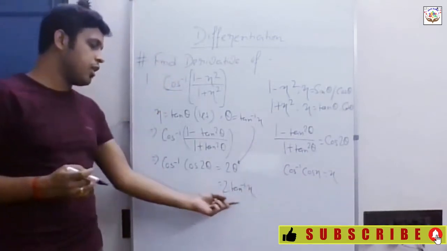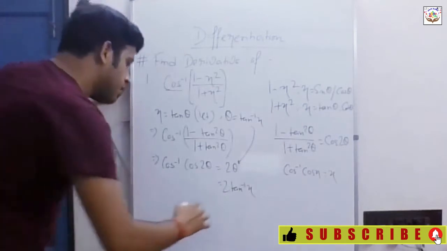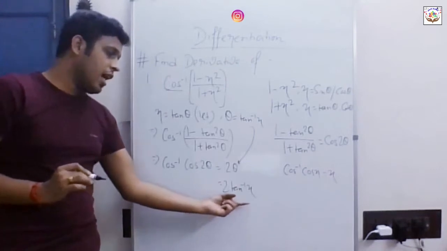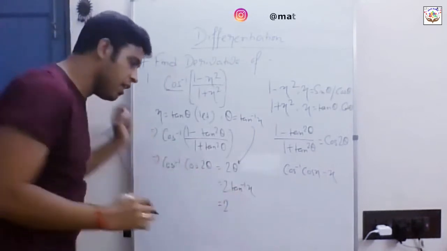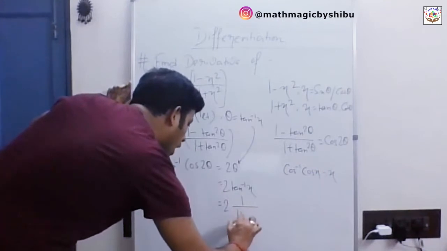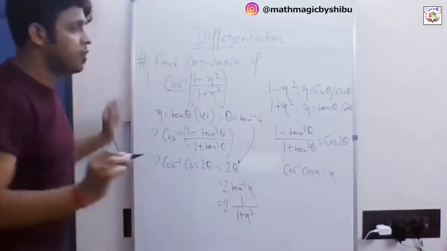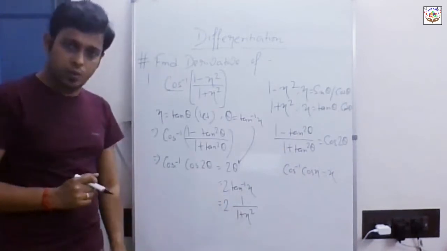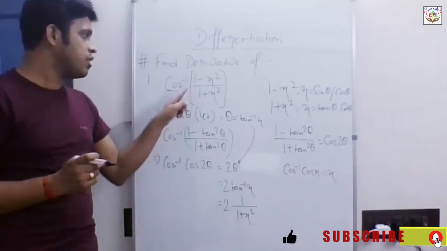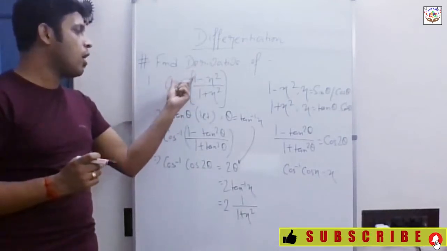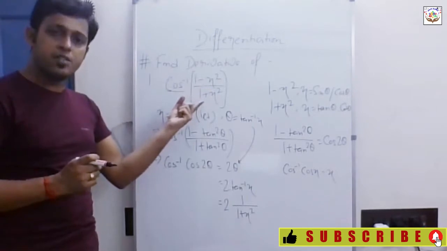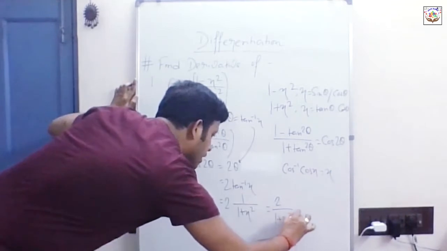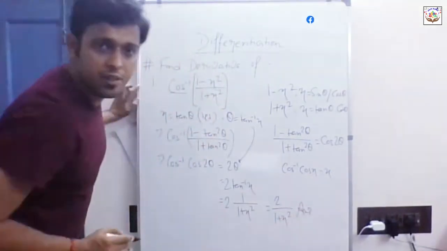Okay. Now we will do the differentiation of this part. What is the differentiation of 2 tan inverse x? 2 is a constant term, so it will be as it is, and the differentiation of tan inverse x is 1 by (1 plus x square). So this is the answer for this question. The derivative of cos inverse of (1 minus x square) divided by (1 plus x square) is actually 2 divided by (1 plus x square). So this would be the answer.